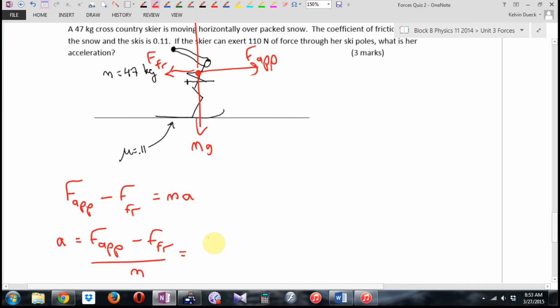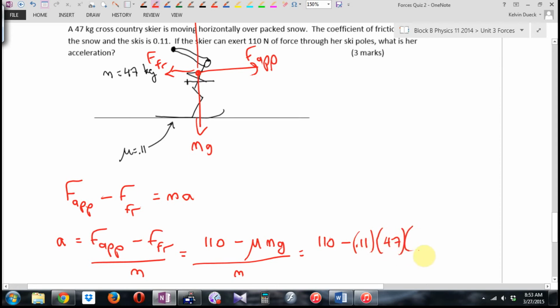110, the ski poles, right? Minus friction is what times what? Mu times the normal force. I don't know the normal force. Oh, but look. I know another force the same size as the normal force. Right? It's going to be 110 minus 0.11. Yeah, snow is pretty slippery. Mass 47. G 9.8 all over 47.